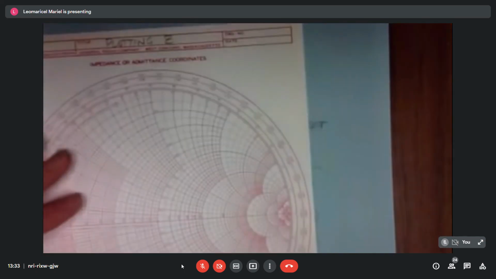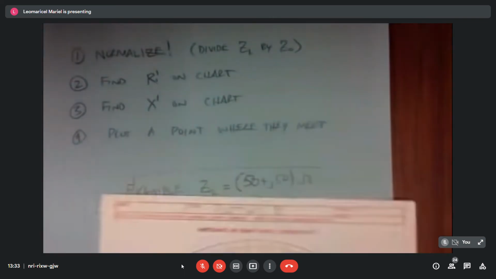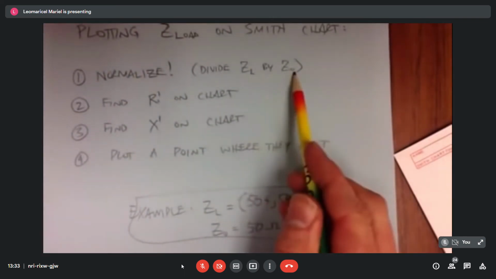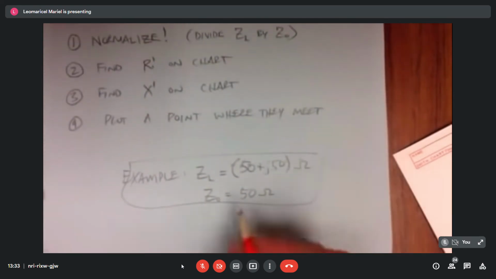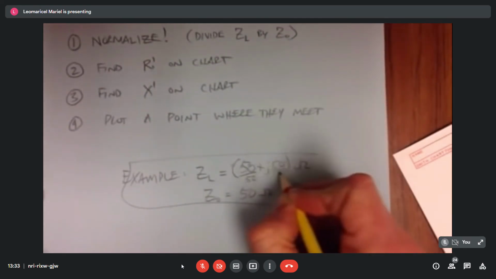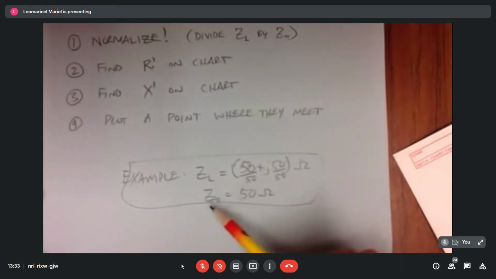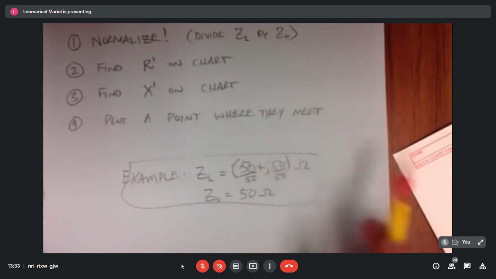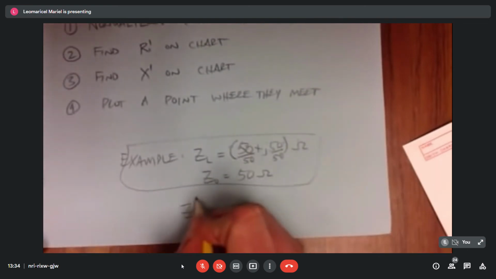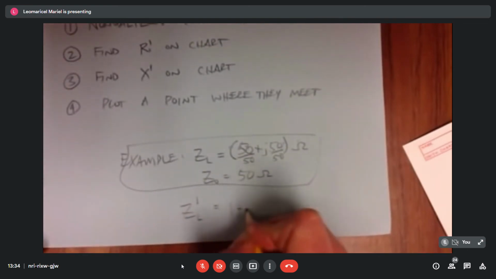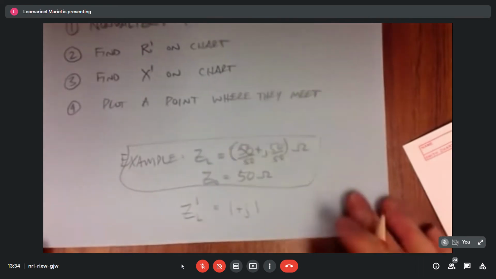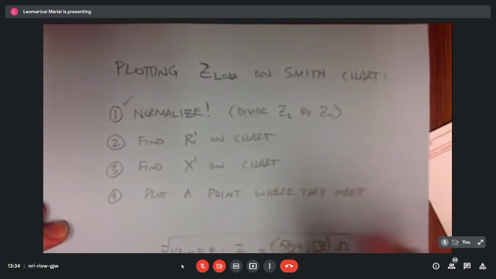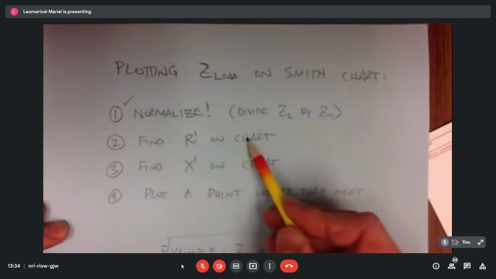The first step is we normalize. So we divide by characteristic impedance. So we just go like this. All right? Because characteristic impedance is 50, so that ends up to be 1 plus J1. So I can say that load impedance normalized is equal to 1 plus J1. So step 1 is done. Step 2, we find normalized R on the chart.